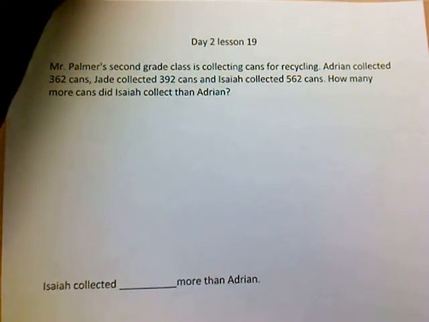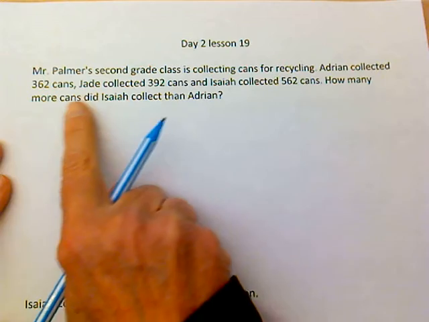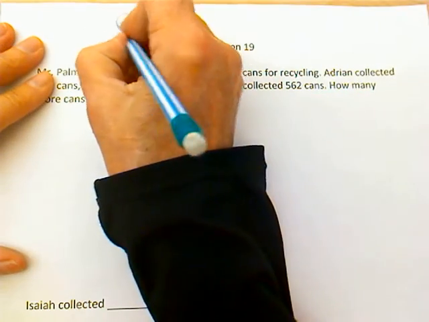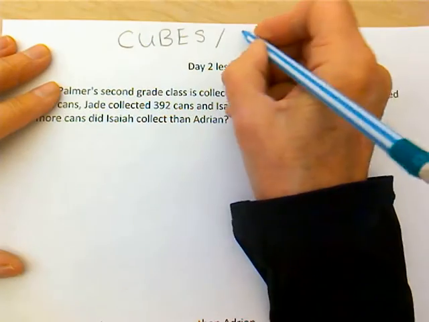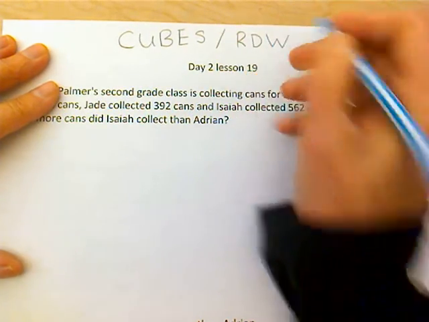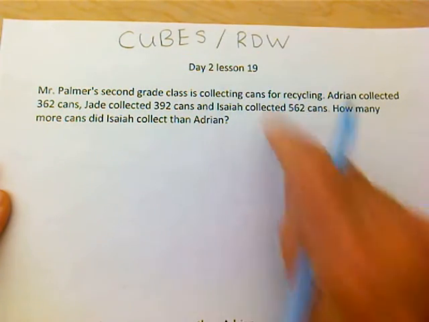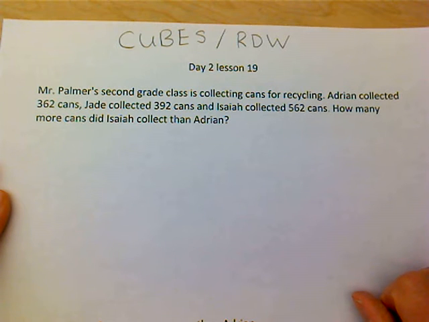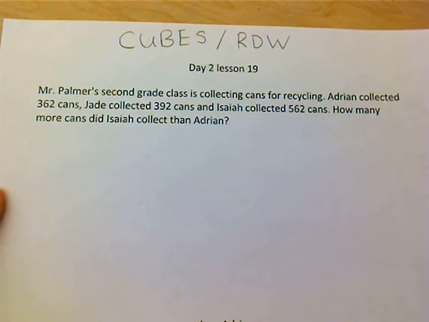All right, let's go ahead and start with our application problem for today. We've got Mr. Palmer's 2nd grade class. Oh yes, you need to use cubes. It'll be easier for you to use cubes once you actually have the paper. Read, draw, and write. I'm going to be doing the read part. Mr. Palmer's 2nd grade class is collecting cans for recycling. Aiden collects 362 cans, Jaden collects 392 cans, and Isaiah collects 562 cans. How many more cans did Isaiah collect than Aiden?